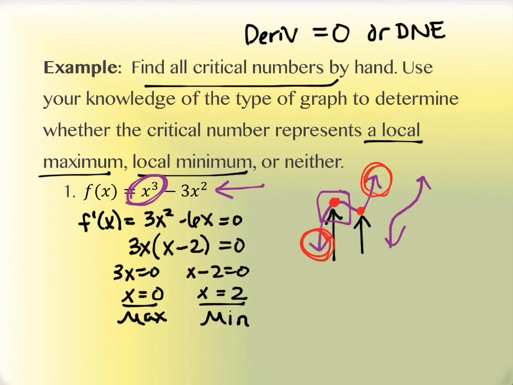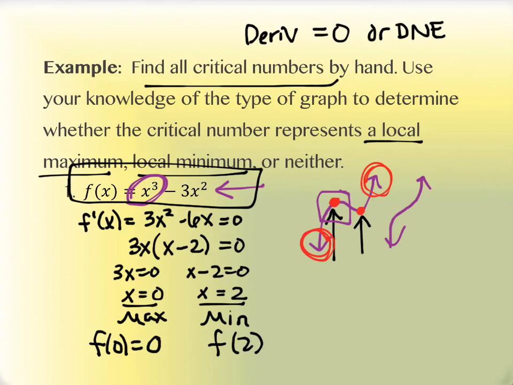How do I find the y value when x is equal to 0? Yeah, I plug it into the original function. So I'm going to evaluate what is f of 0, and I'll do the same thing for 2. What is f of 2? So we're looking back at our original function right up here. If I plug in 0, what do I get? 0. Yeah, I actually get 0 on that one.